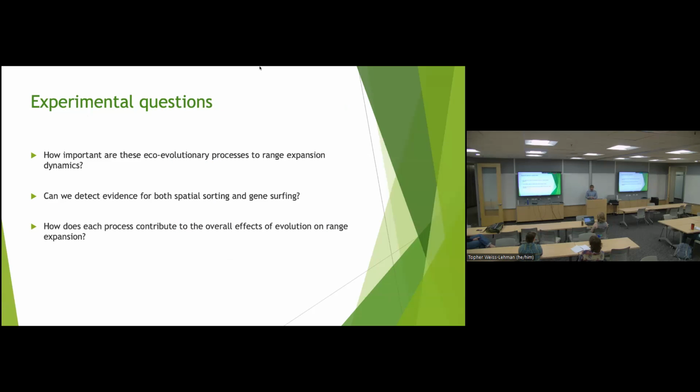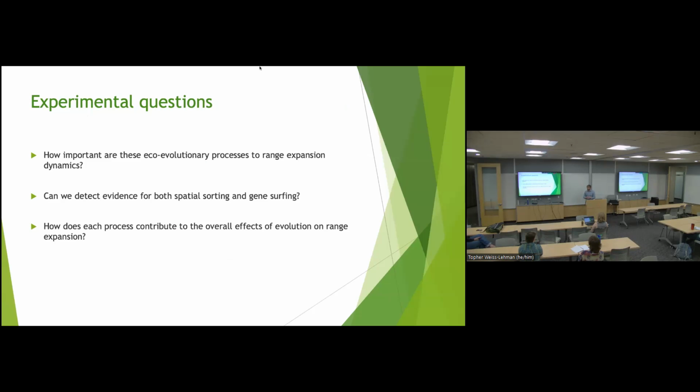When we set up these experiments, we had a few driving questions. The first being: how important are these eco-evolutionary processes to range expansion overall? This is because they're potentially interesting, and it's kind of cool to know they're going on, but do they actually matter in the real world? Are they going to actually affect the overall dynamics of these range expansions, or are they just a neat curiosity?